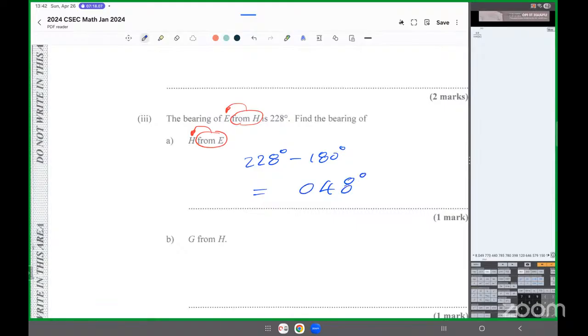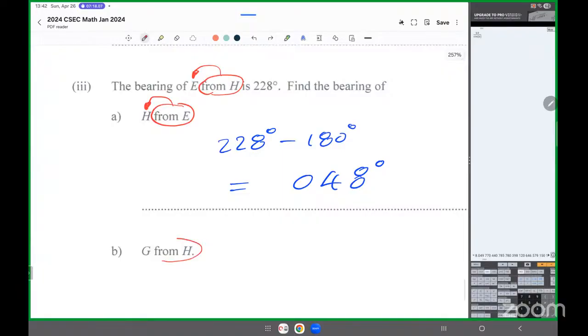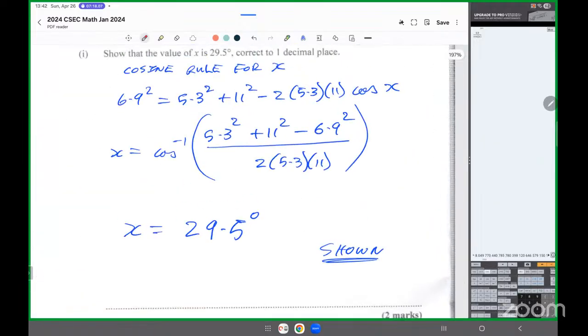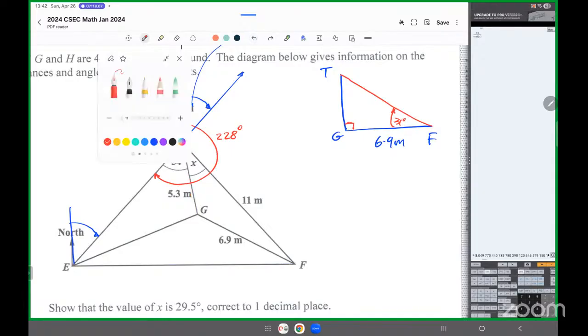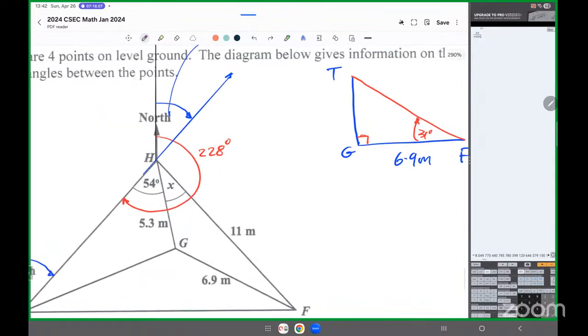Then I want the bearing from H to G now. Let's put that on and see. I want the bearing direction H to G next. So H to G, it's this one down here. Let's put that one in a different color, purple. That one now is from this north line down to G. What is that one equal to?